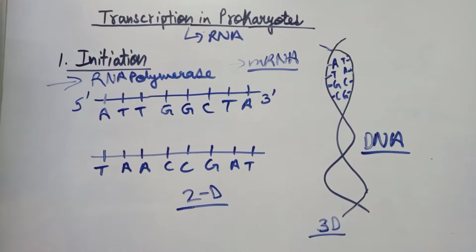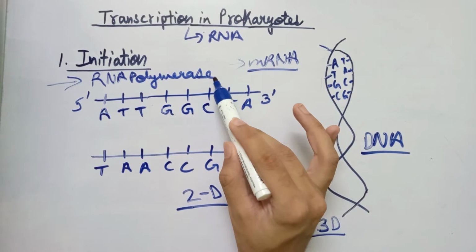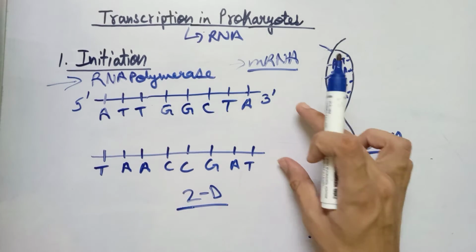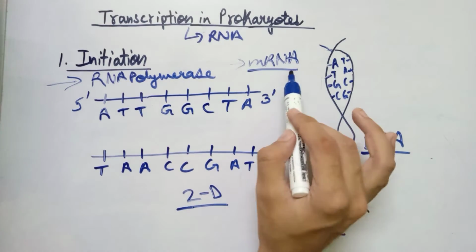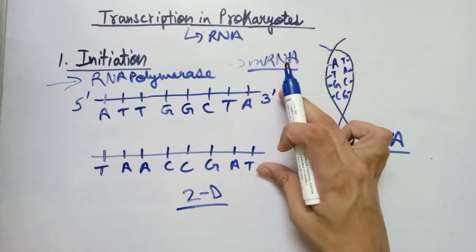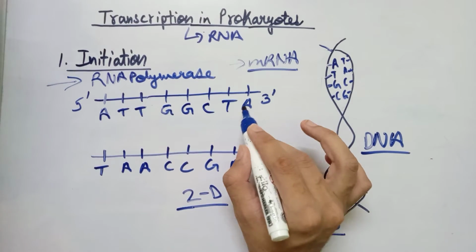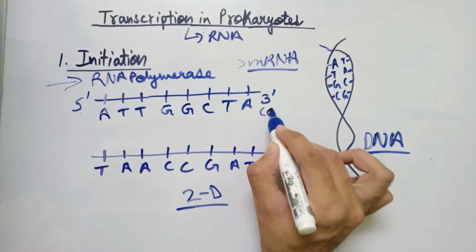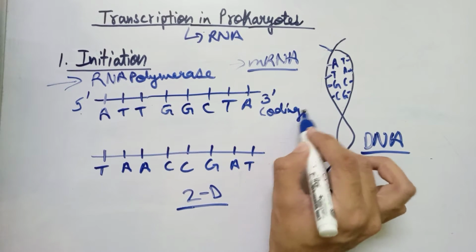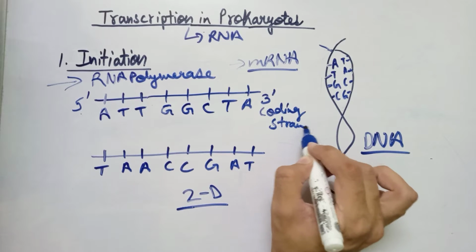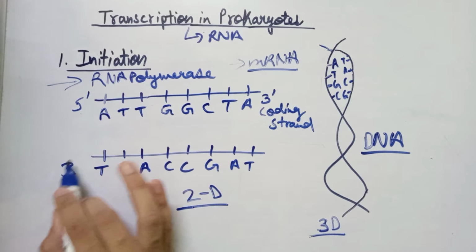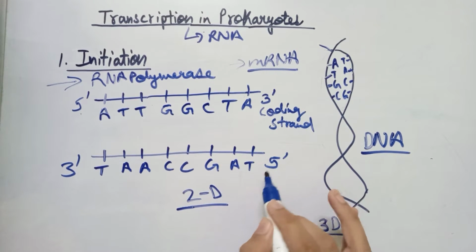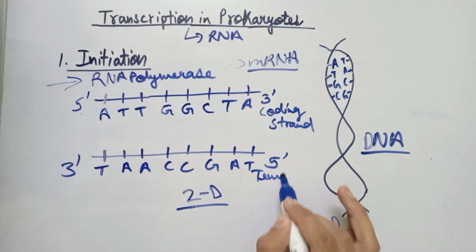So we will see this 2D structure and try to understand how initiation is done. It is done with the help of the RNA polymerase enzyme, which helps in transcribing this double stranded DNA into an mRNA. Now this is a double stranded DNA, so the first strand here, from 5 prime to 3 prime direction, is known as the coding strand, and the strand from 3 prime to 5 prime direction is known as the template strand.